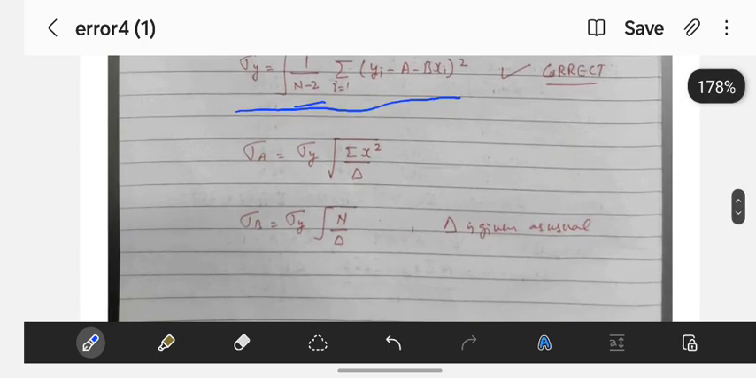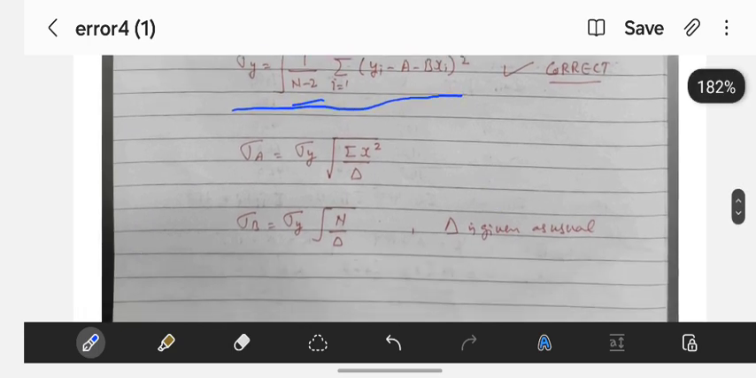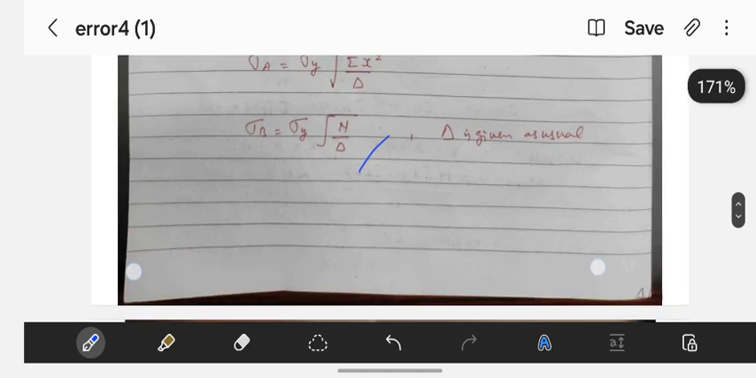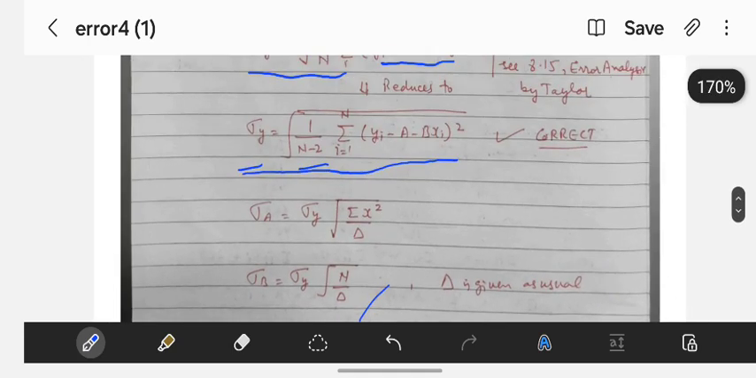Now if we need to find the error sigma a, meaning the error in a, then the formula will be sigma y, then this x square and delta. Okay, sigma y you will find from the upper side. You will substitute the value, you will get the error in a, and for the b, this formula. So delta is the same as we calculated above. So that's how we can find the errors in a, b and y.